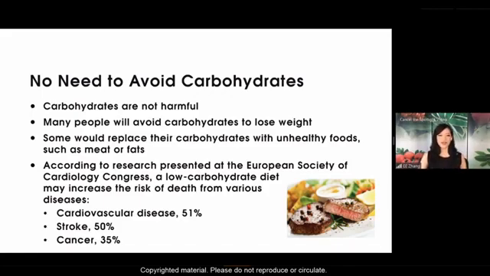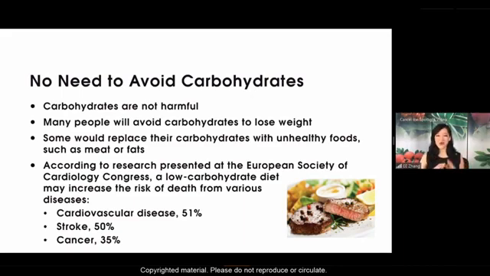Carbohydrates are evil. But actually there's no need to avoid carbohydrates because carbohydrates are not inherently harmful. Now, a lot of people will avoid carbohydrates to lose weight because if you look at the calories on carbs, for example, your bread, your rice, your noodles, they can have a lot of calories and they're very calorie dense. All right, so a lot of people will say avoid carbohydrates. But then when they avoid carbohydrates, they may replace it with more unhealthy foods, for example, high fat foods such as meats or fats or bacons or eggs.